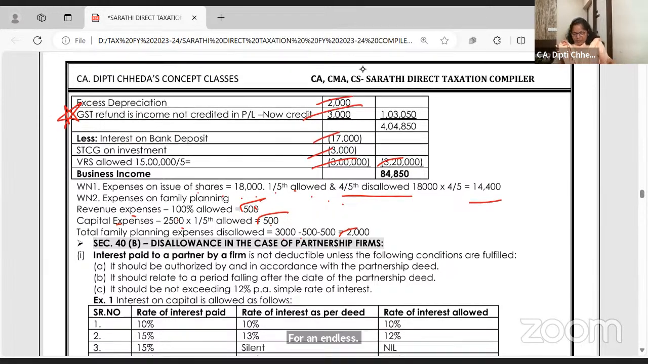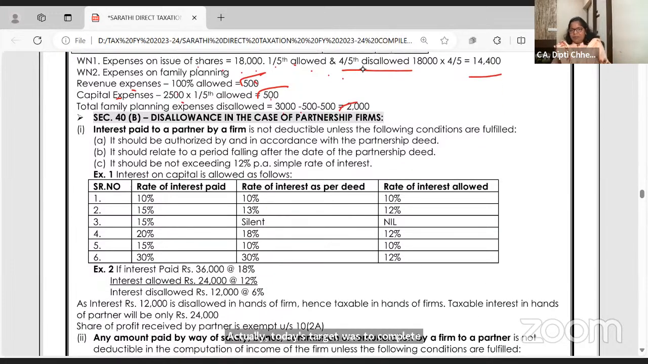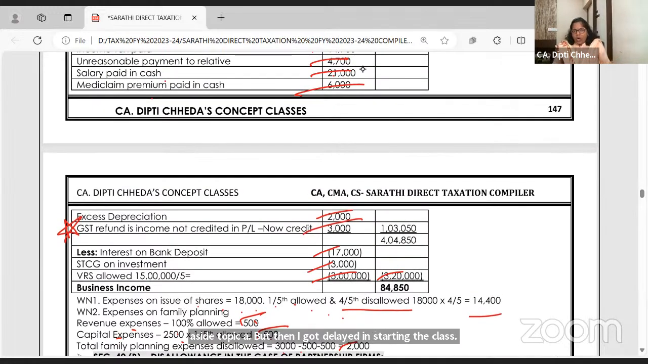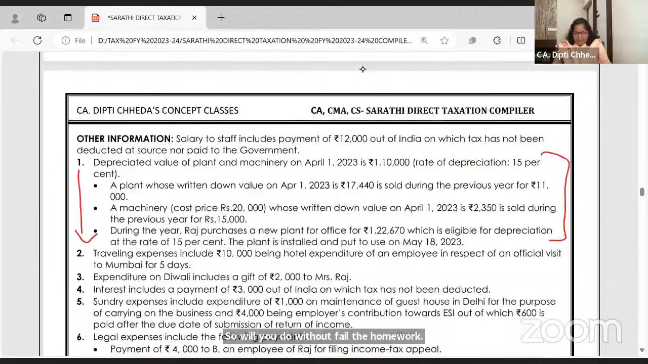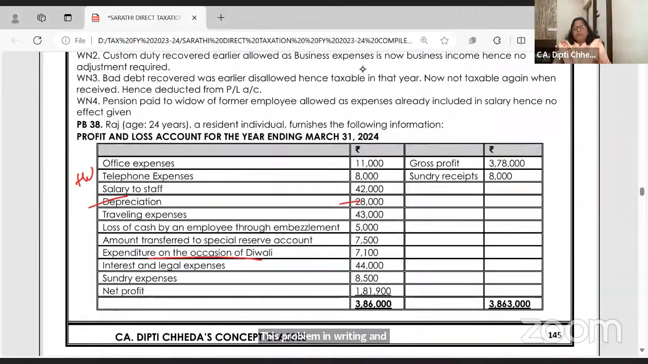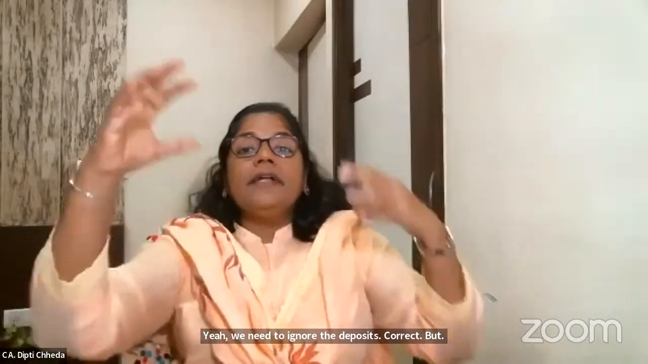Actually, today's target was to complete this partnership firm topic. It's a small topic, but I got delayed in starting the class. So will you do the homework without fail, this problem in writing and the complete earlier problem too? Yes, depreciation. We need to ignore the deposits. Correct, beta. Okay. Any other doubt from anyone?